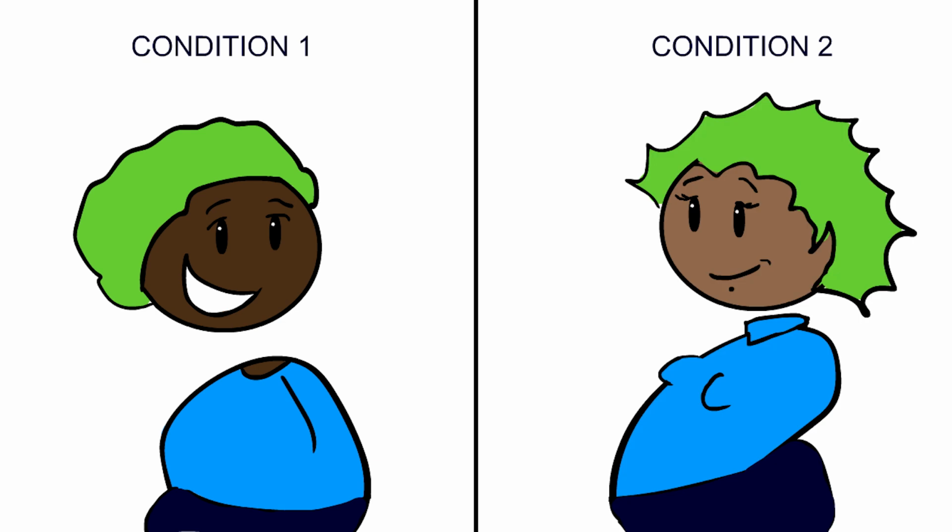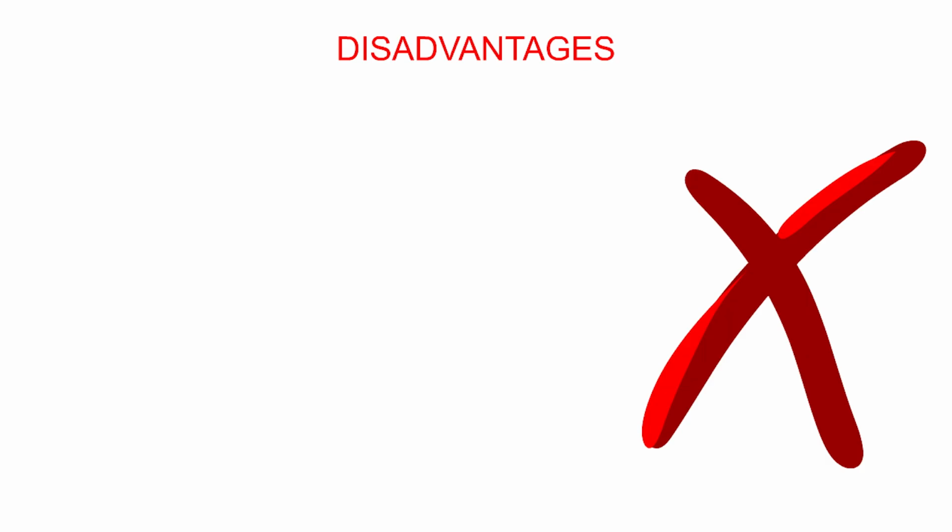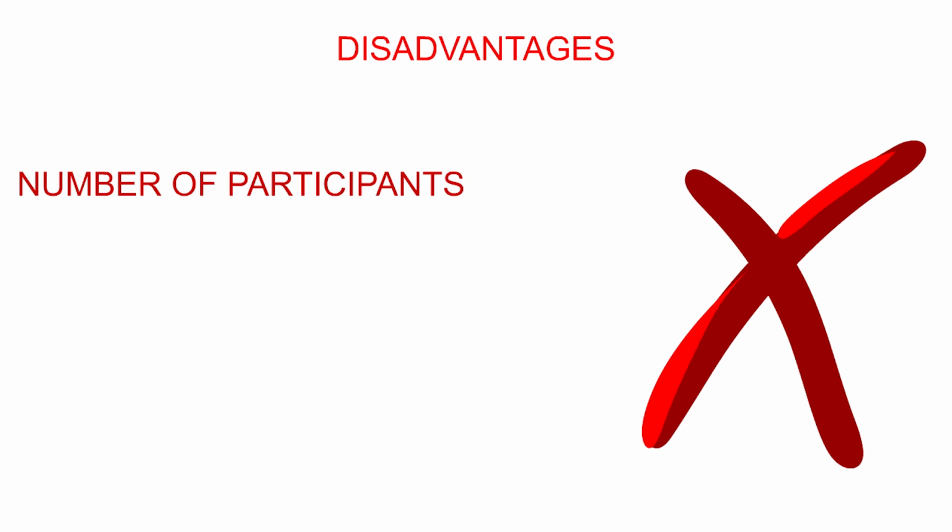Now, the matched pairs design has different participants in each condition, but these participants are matched on important variables such as age, height, sex, or personality. Advantages of this method are that there are no order effects like with the independent group design, and we also minimize participant variables through matching. Disadvantages? Well, like with the independent group design, we need twice as many participants than the repeated measures design. It can also be time consuming and difficult to find matching participants.